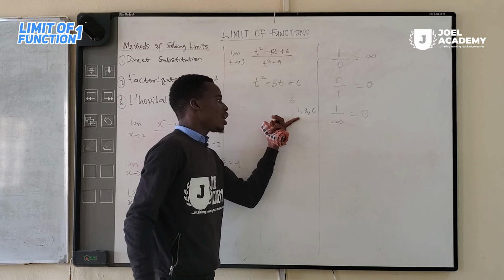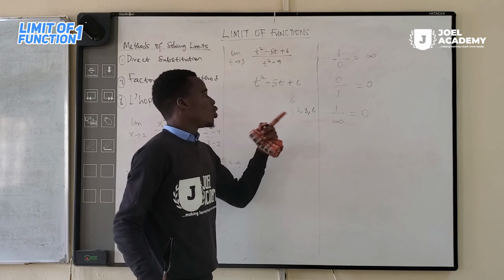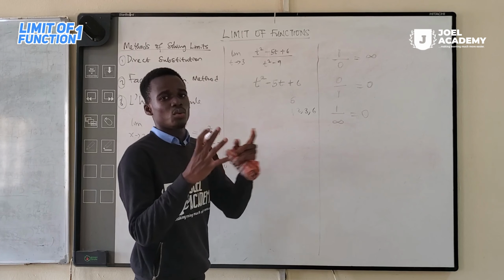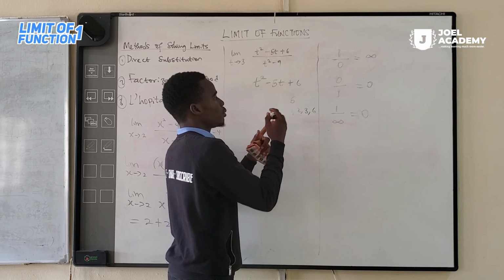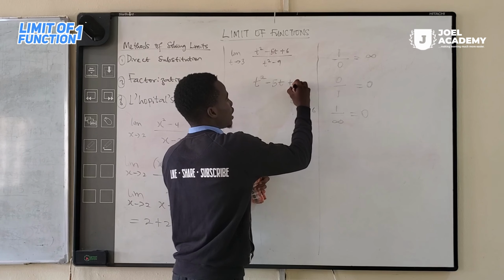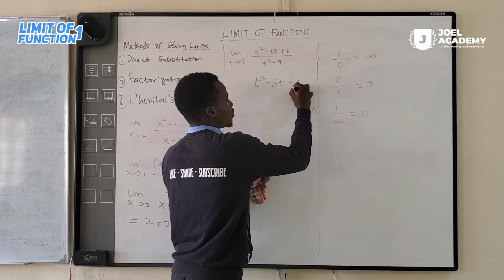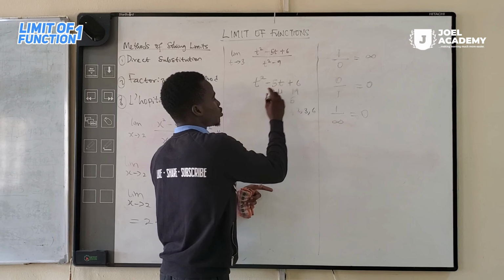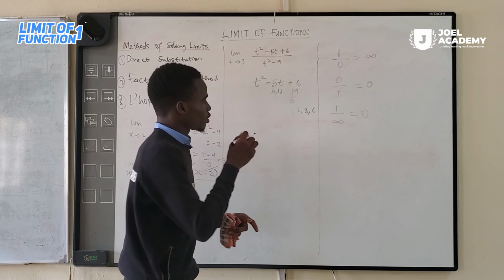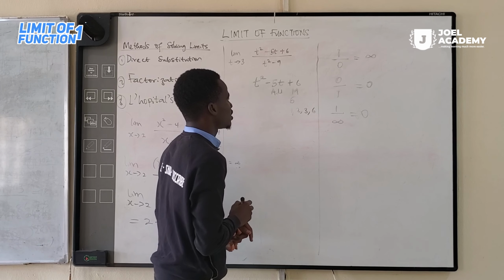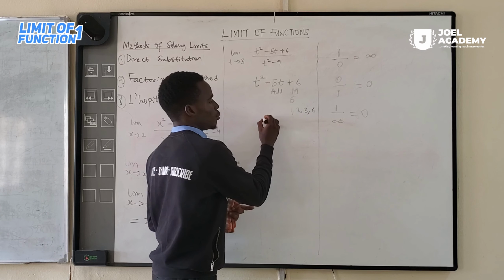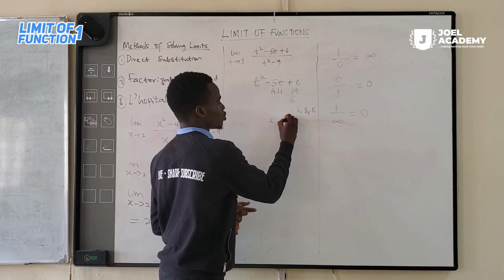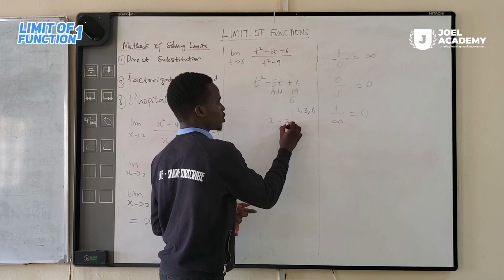We will now say, out of these factors, what two numbers will give us plus 6 when we multiply them, and when we add, will give us minus 5? So out of this, let's see, minus 2 and minus 3.